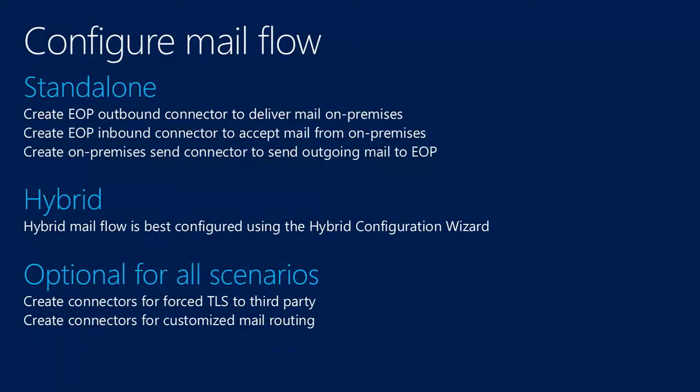Configuring mail flow, again, this is about the connectors. Standalone, we have 2 connectors in the cloud we need to create, one to deliver mail to your on-prem, one to receive from your on-prem. And from your on-prem servers, we need one connector that's going to send out to EOP.